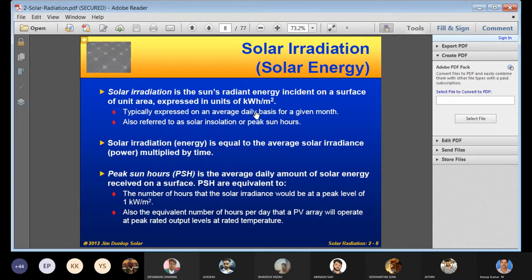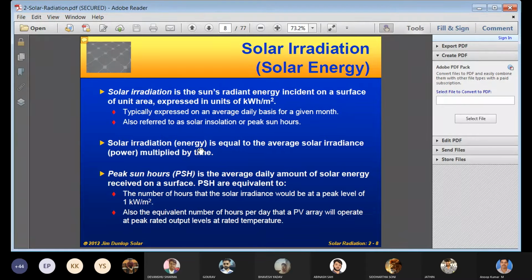So typically it is expressed as an average daily basis for a given month, also referred to as solar insolation or peak sun hour. So for this energy we have different terminology. Irradiation is there, then insolation is there, peak sun hour is there. All these things people will be using to express energy, not power. Irradiance means power, radiation means energy, insolation means energy, peak sun hour means energy.